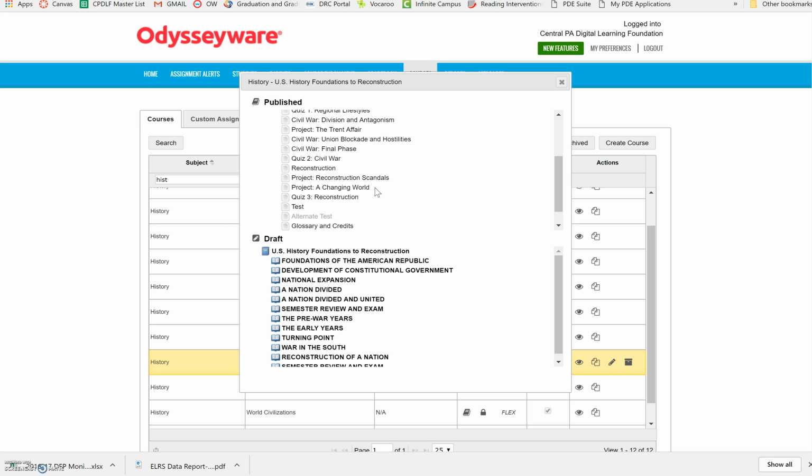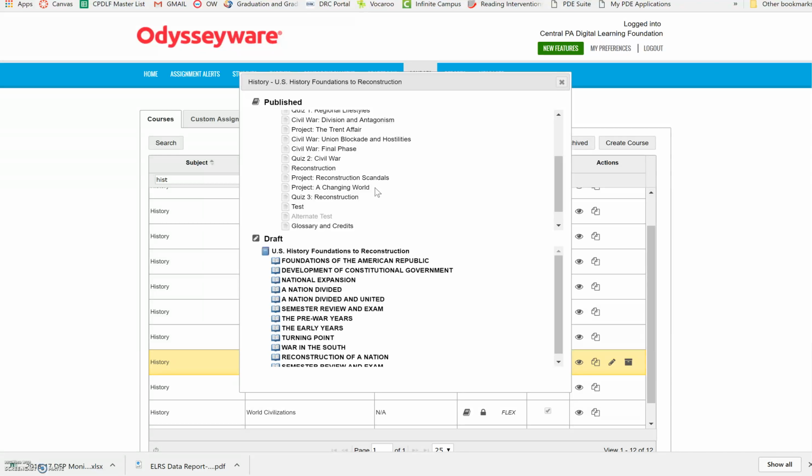Most learners pick Reconstruction just because they feel like they know a little bit more about that. And the Populist Party is an interesting party with William Jennings Bryan. So it's completely up to you, whichever one you want to talk about. You just have to support the question.